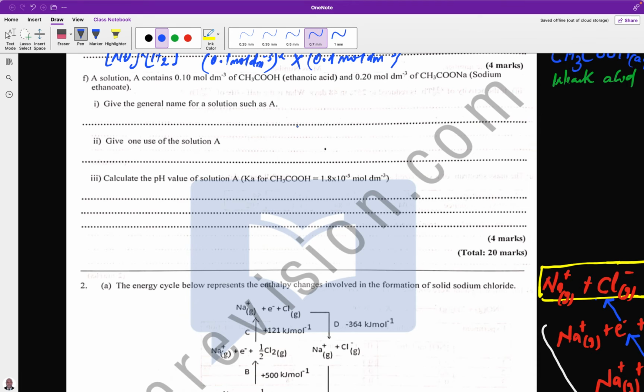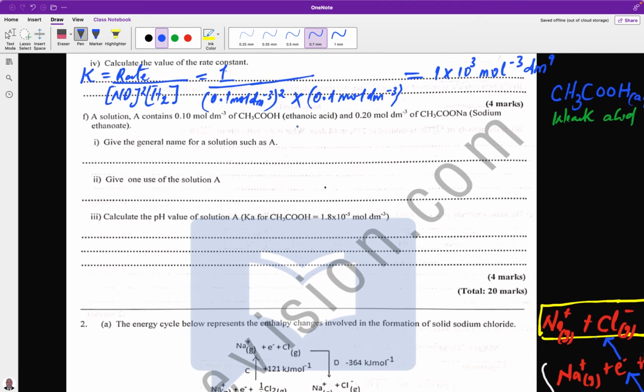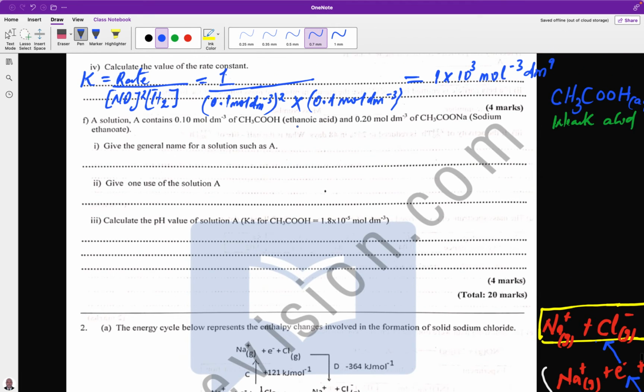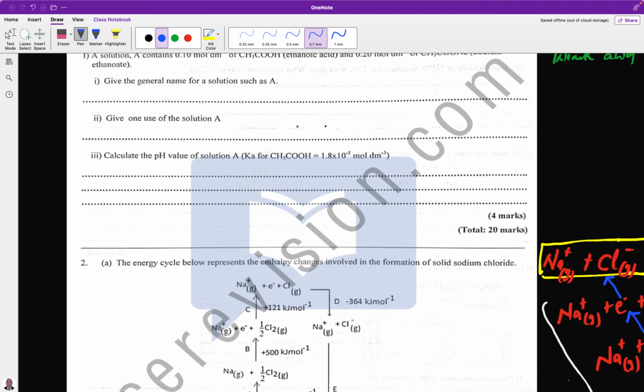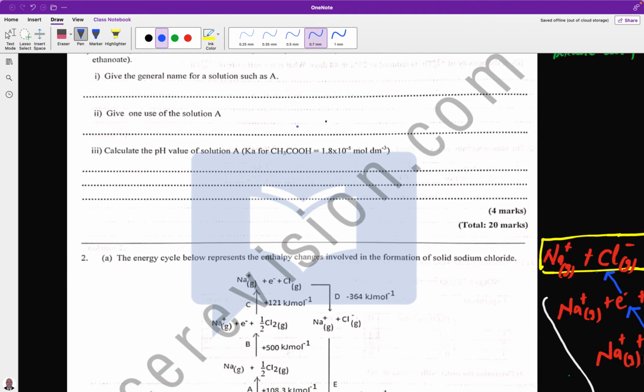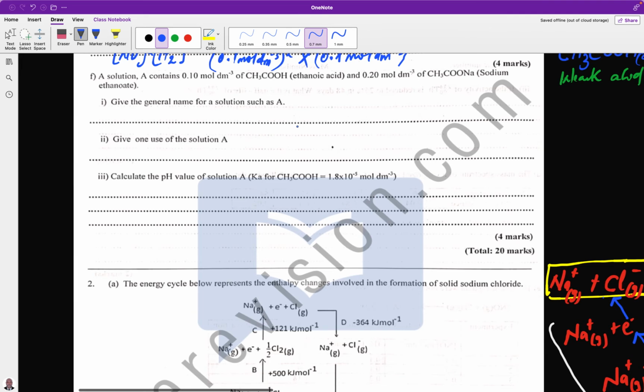You know that when you mix a weak acid and its salt, it gives you a buffer solution. So the name of this is acidic buffer solution. This is an acidic buffer solution.